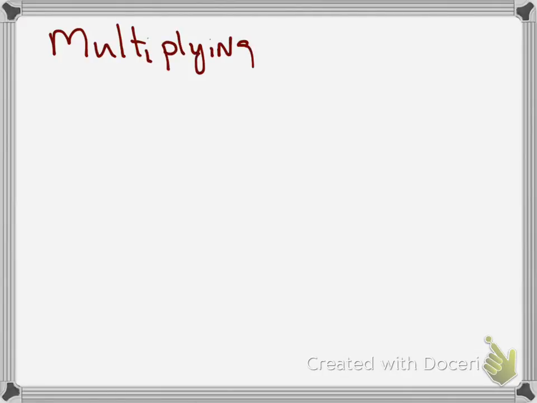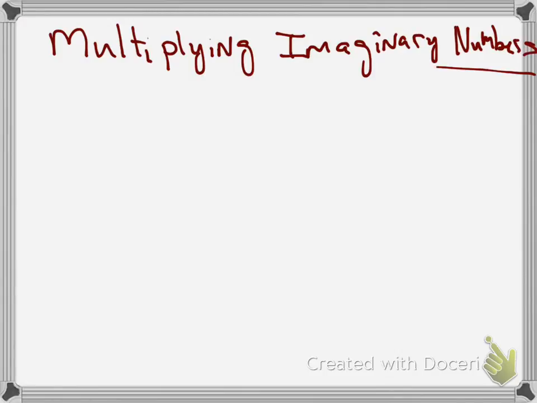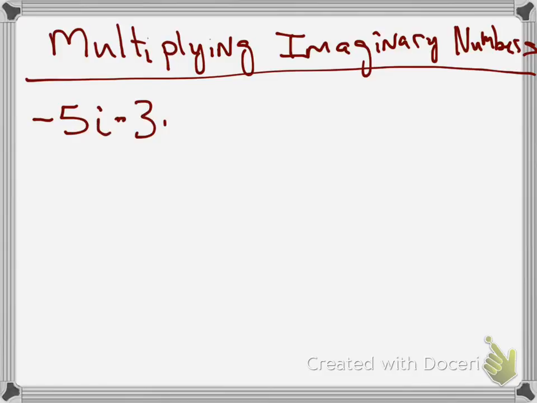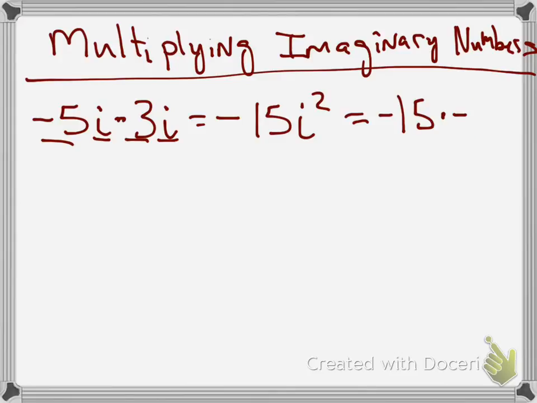Let's look at multiplying. So I'm multiplying imaginary numbers. Okay, so what's negative 5i times 3i? Well, negative 5 times 3 is negative 15. i times i, anything times itself, is that thing squared, so i squared. Am I done? No. Because i squared, we now know, is equal to negative 1. So I'm saying negative 15 times negative 1, which is positive 15. So your final answer is 15.